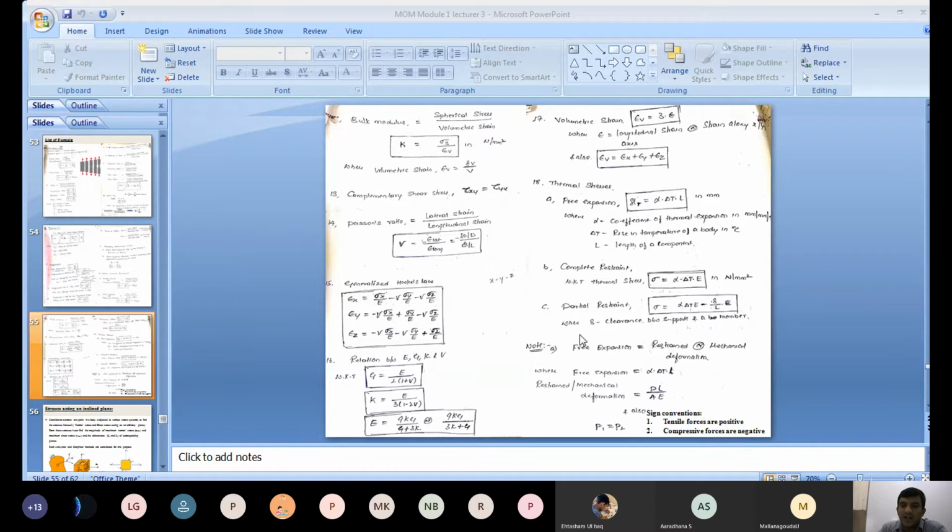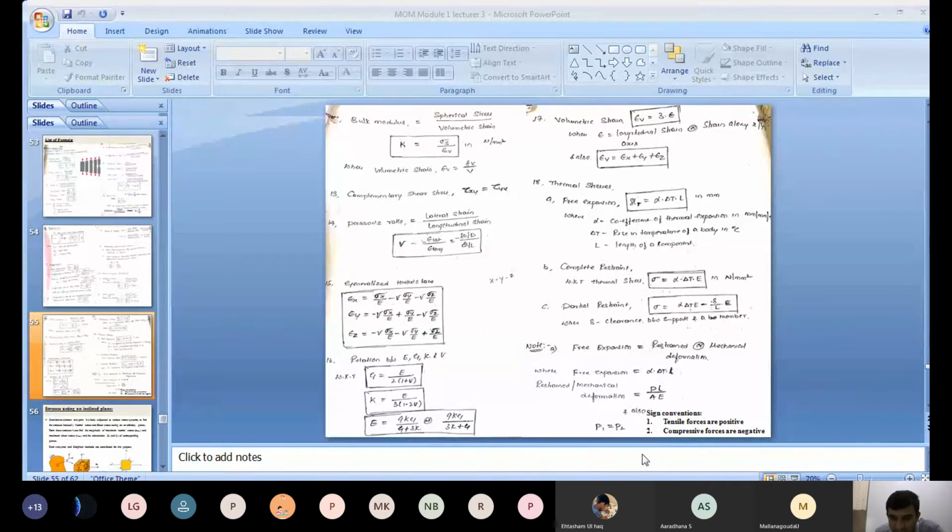Well, delta is nothing but the clearance or gap between the support and the free face of the member, right? Now see, free expansion is equal to restrained or mechanical deformation. Free expansion of a bar due to rising temperature is alpha into delta T into L. Restrained or mechanical deformation is PL by AE.